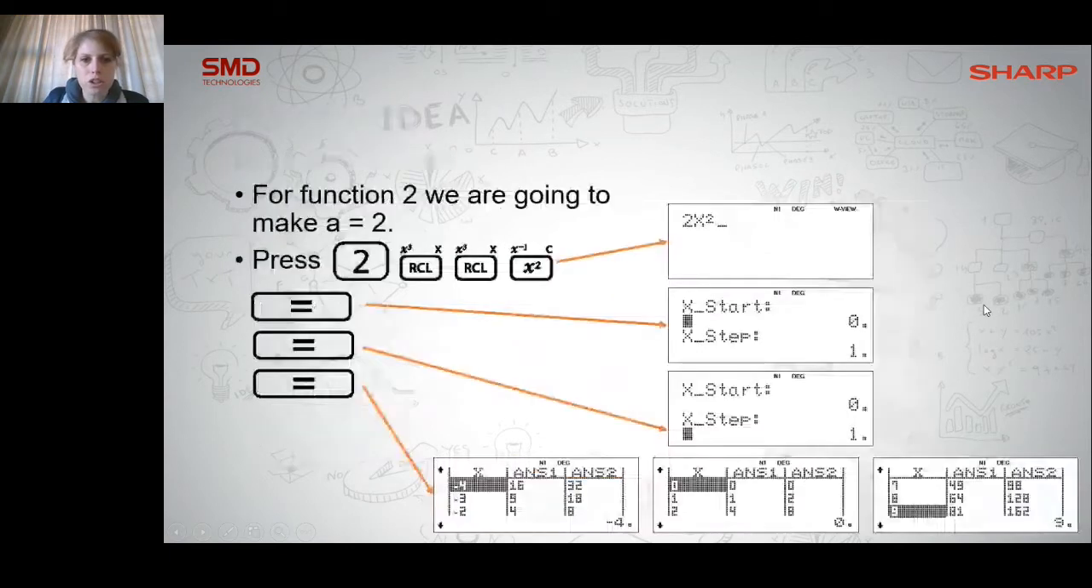So what I wanted to do was investigate the effect of a, which is appropriate for grade 11 and 12. So I'm going to switch back to my calculator screen.